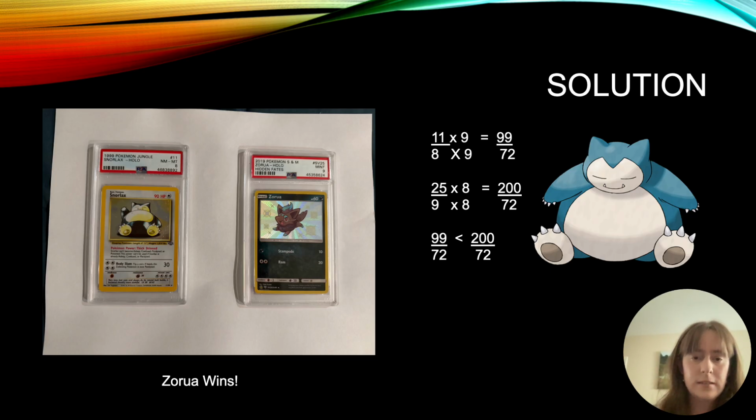What's greater, 99 or 200? Exactly, the 200. So 99 over 72 is less than 200 over 72. So Zora wins. Aw, Snorlax looking a little sad there. Taking a little rest.